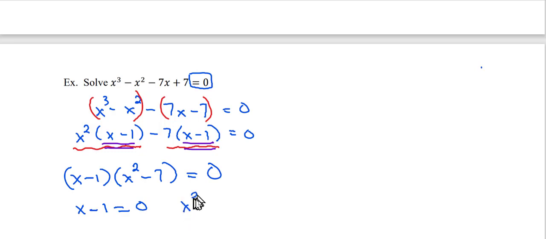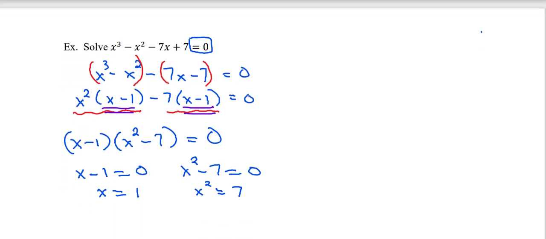And again, we set the factors equal to 0. Here I get x equals 1. Here I get x squared equals 7.